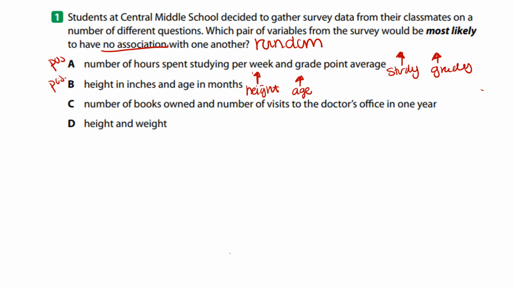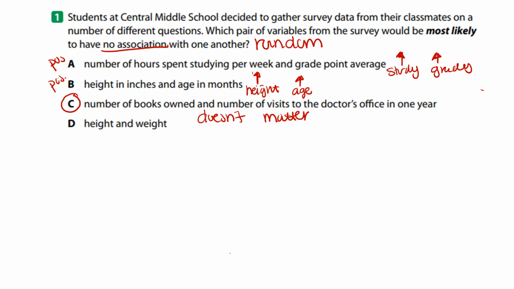Letter C, the number of books owned and the number of visits to the doctor's office in 1 year. This one is our no association because those two variables don't go together. It's random. They don't matter. You can have 1,000,000 books and never go to the doctor, or you could have no books and go to the doctor a ton of times. Those two things don't go together, so C is our no association.